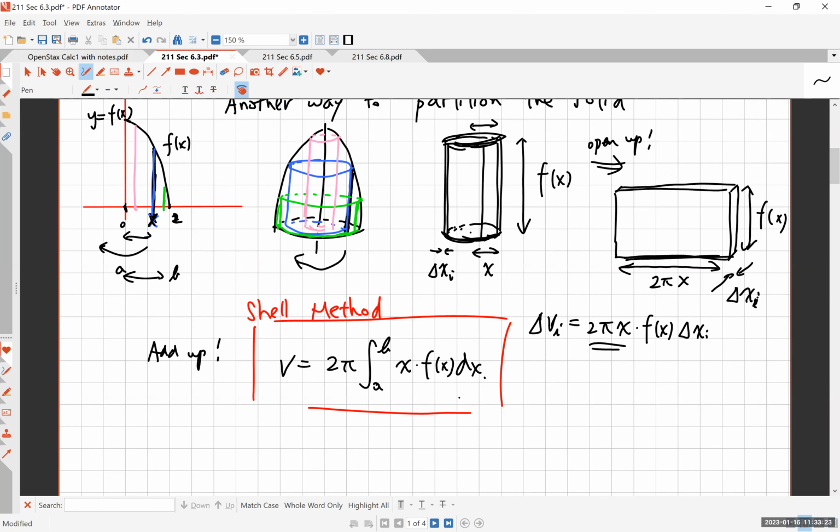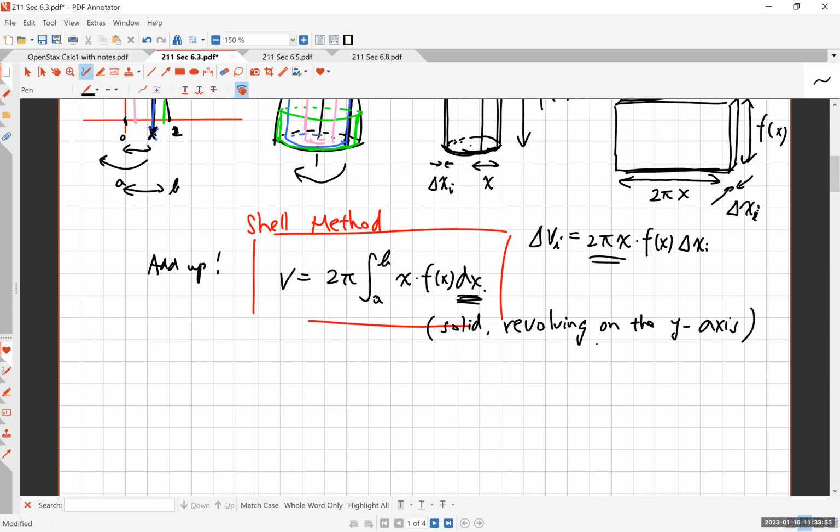Now notice here, I am taking the integral with respect to x, but because of the way the shells are oriented, this is a solid obtained by revolving a certain region about the y-axis. So using the shell method, if you revolve about the y-axis, you use an integral with respect to x.